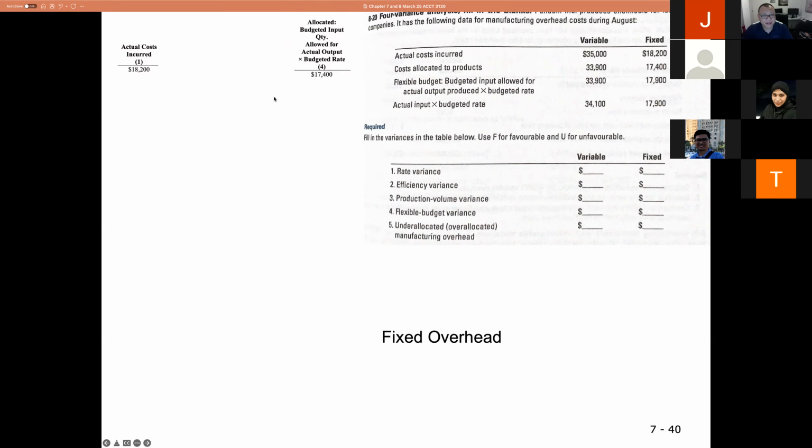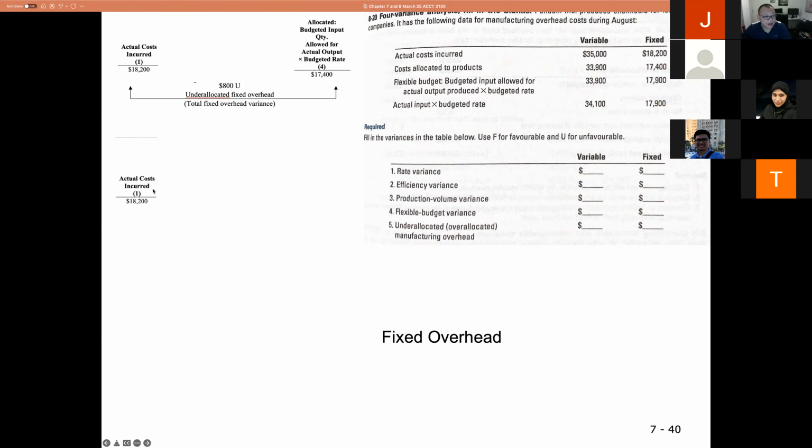So what if I take the difference between these two? What variance do I get? Is it 300 unfavorable? Is that the total fixed overhead variance? Yeah, total fixed overhead variance. It's also called either under allocated or over allocated.